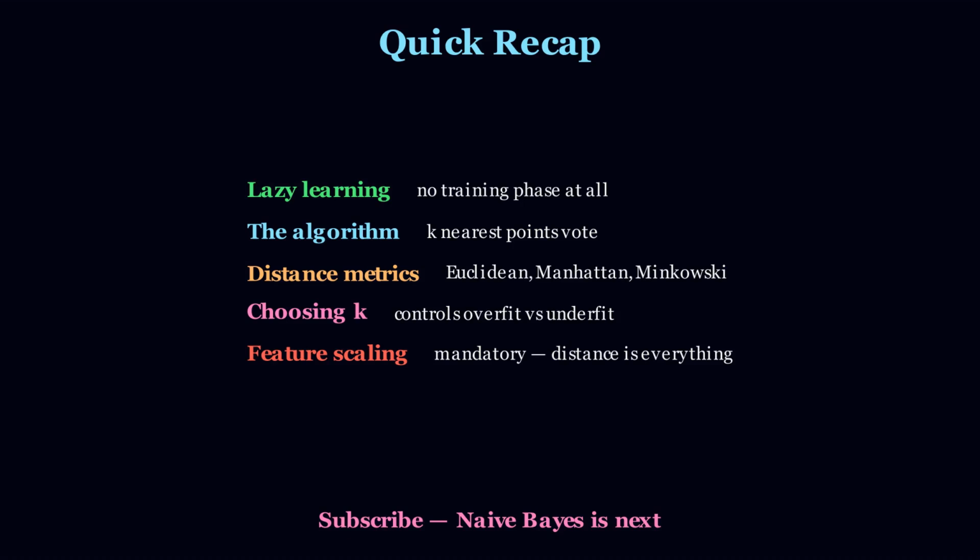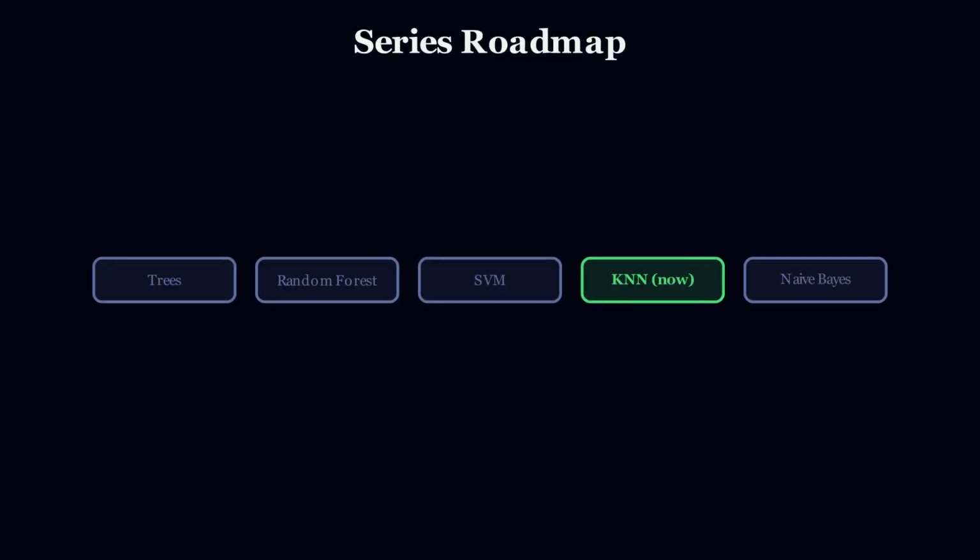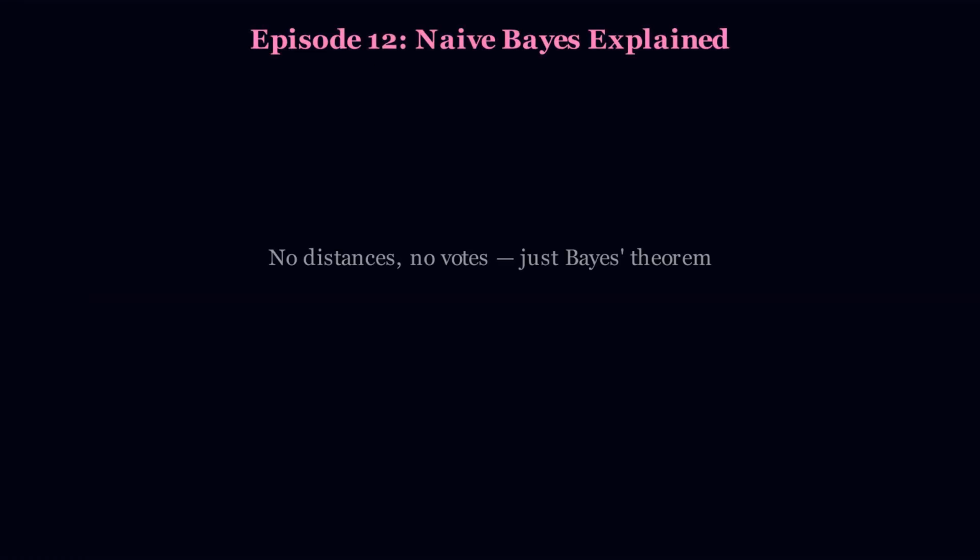Naive Bayes is next. Quick look at where we are in the series. We've now covered trees, forests, SVM, and the distance-based world of KNN. Episode 12 is Naive Bayes, the math behind spam filters made simple. It brings probability back into the picture with one surprisingly strong assumption. Episode 12, Naive Bayes explained. No distances, no votes, just Bayes' theorem, and one bold independence assumption. It's the algorithm quietly running behind most spam filters.